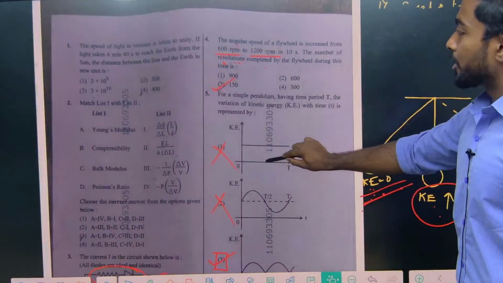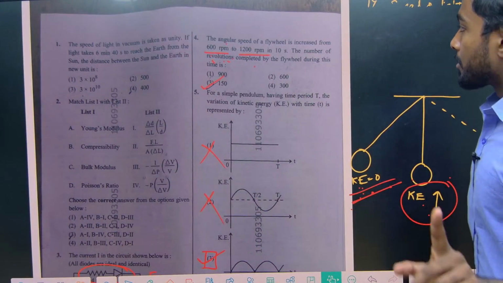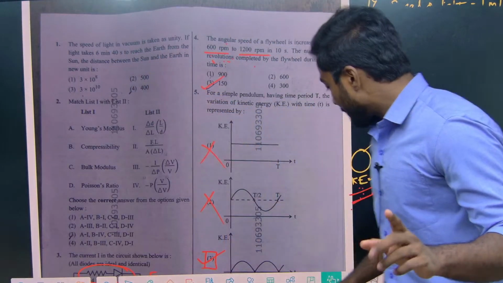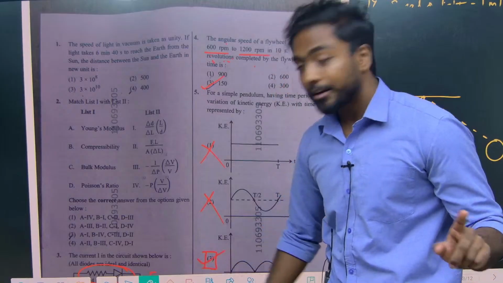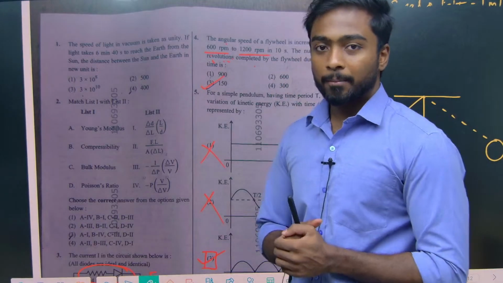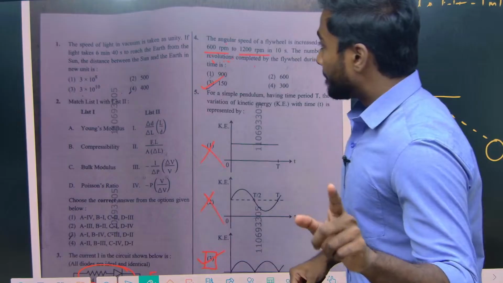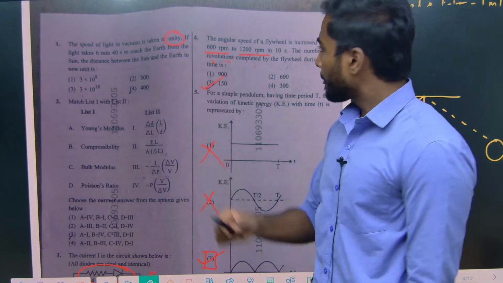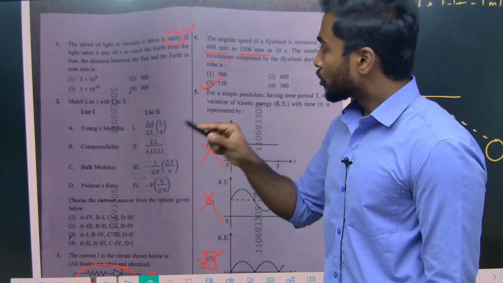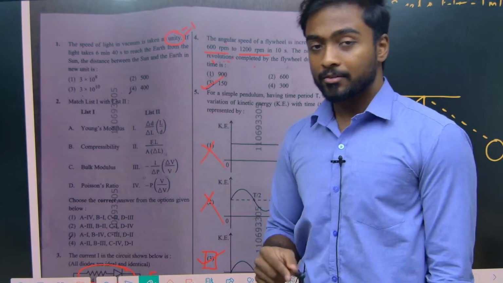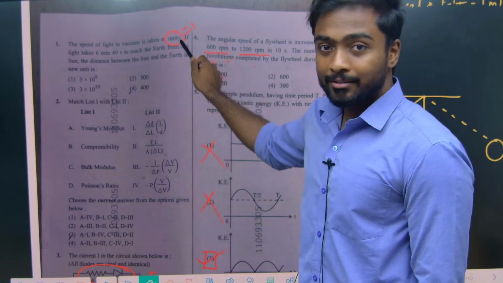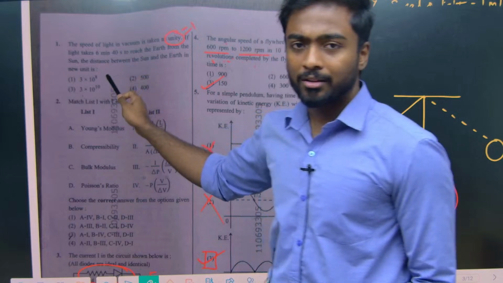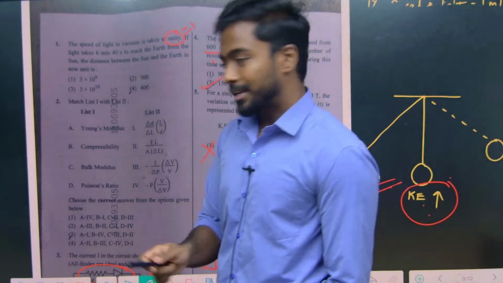So when I talk about the first question, see here, the speed of light in a vacuum is taken as unity. Normally, speed of light is 3 into 10 power 8 meter per second, we take, right? But they have given that it is unity. Unity means value equals 1, right? So they said to take the speed of light as 1 meter per second. And the time they have given is 6 minutes 40 seconds. I need to convert that minutes into seconds.